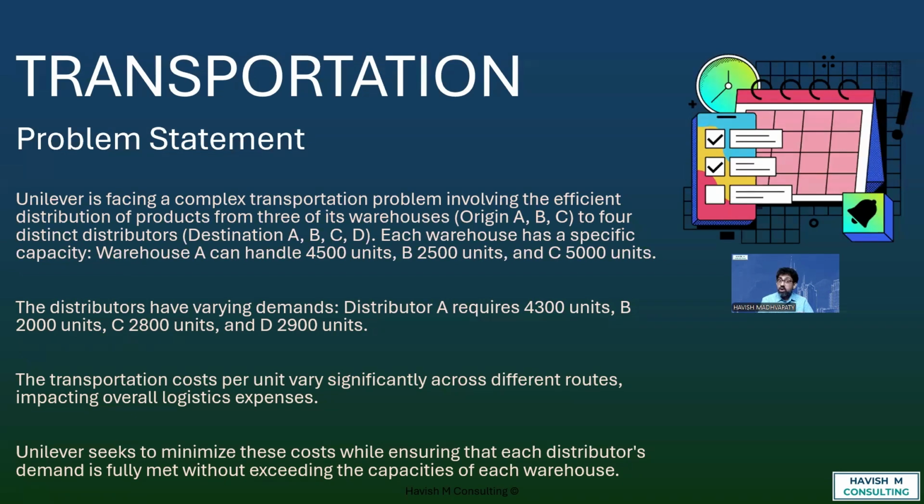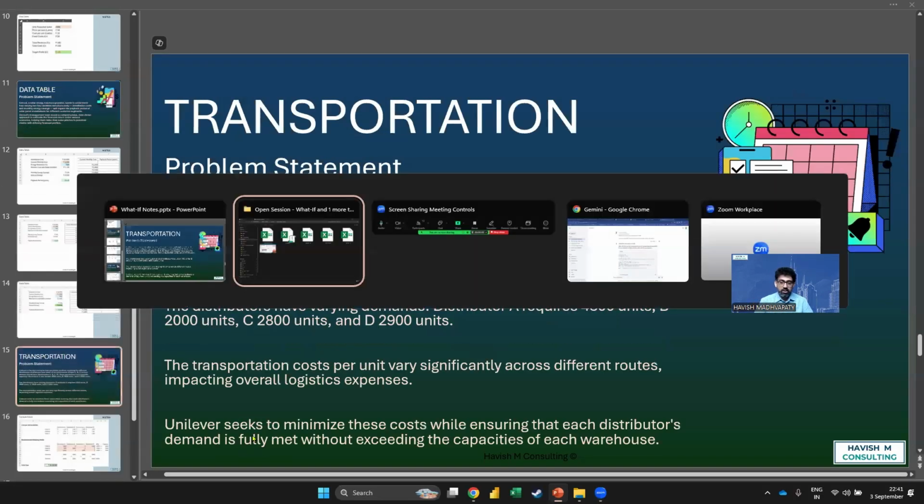So imagine there is a cost involved to transport it. The last thing you want is that you transport it, there is a cost involved, and then you're not able to sell it through in the market. Why would you want that? So what we want to do is make sure that each distributor is getting what they need without exceeding the capacity of the warehouse. And obviously, you want to minimize the cost.